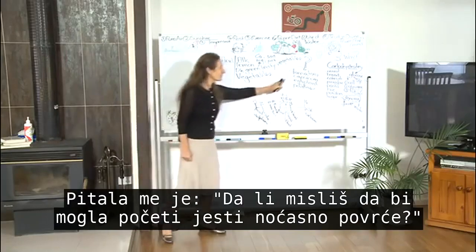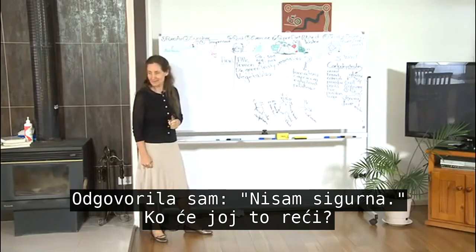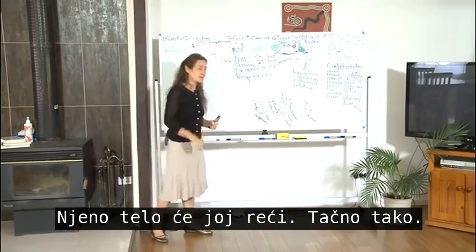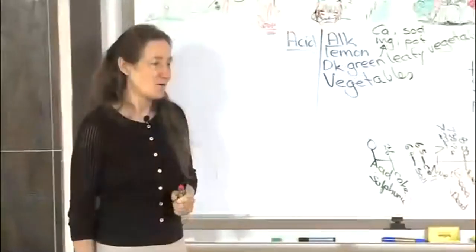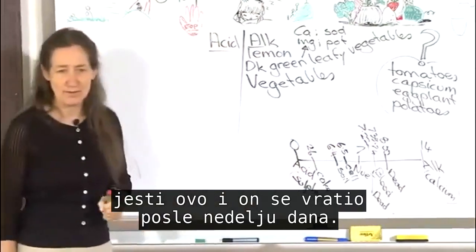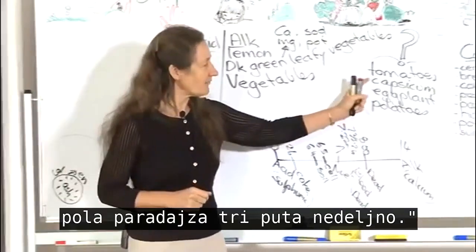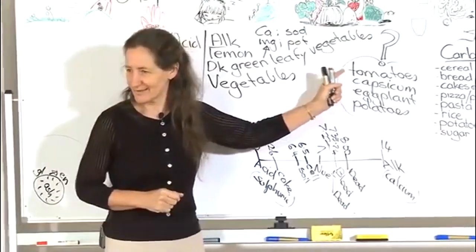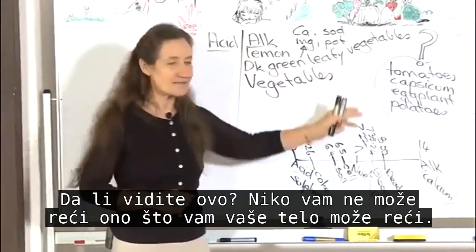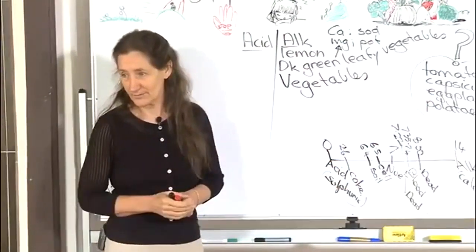She said, do you think I could start eating some of the nightshades? I'm not sure, I said. Who will tell her? Her body will tell her. Absolutely right. One lady conquered her arthritis, started eating this, and in 1 week it was all back. I said, well, maybe the body's saying half a tomato 3 times a week. No one can tell you what your body can tell you.